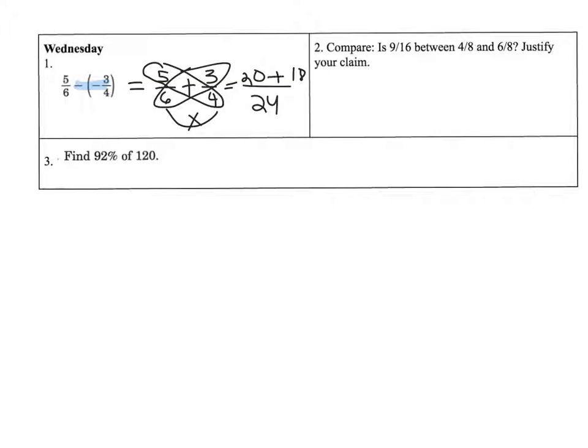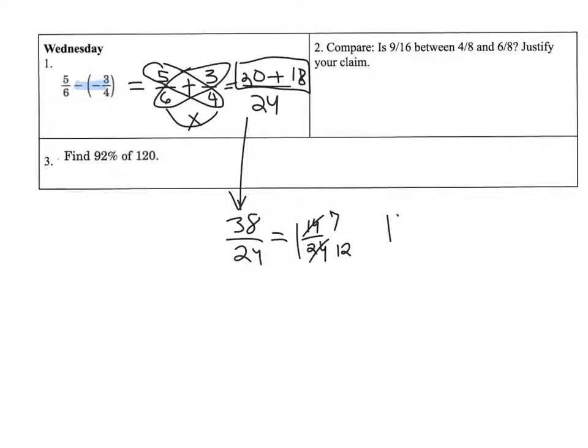Since we're adding the fractions, then we are going to add the numerators. This is going to give us 20 plus 18, which is 38/24. Now 24 goes inside of 38 one time. There's going to be a remainder of 14/24. And if you divide the numerator and denominator by 2, you're going to get 7/12. So our final answer is 1 and 7/12.